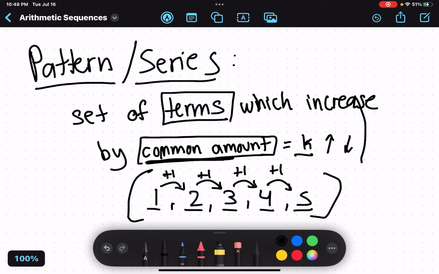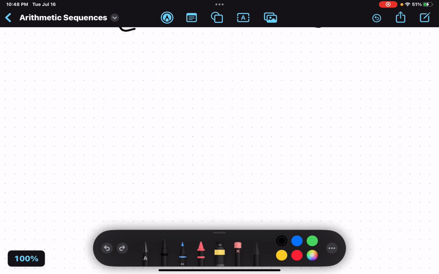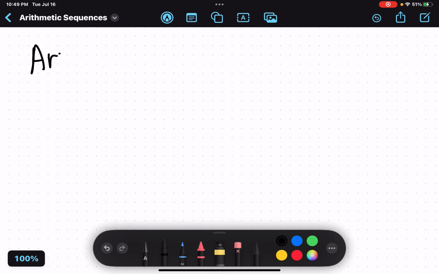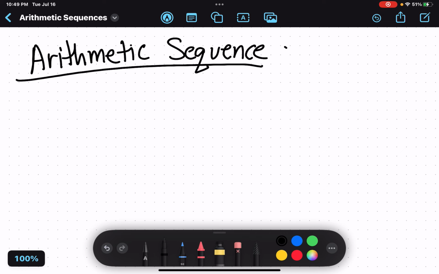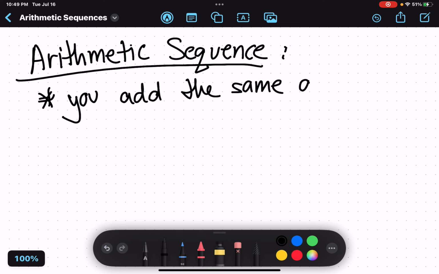So, an arithmetic sequence, a very simple and basic version that I'm going to give to you, is you add the same amount each time. Meaning, when you go from one term to the next, it's always adding something. It always goes up by the same amount. There's no change. It's the good old one number that you just keep adding and adding to get the next term. It's as easy as that.